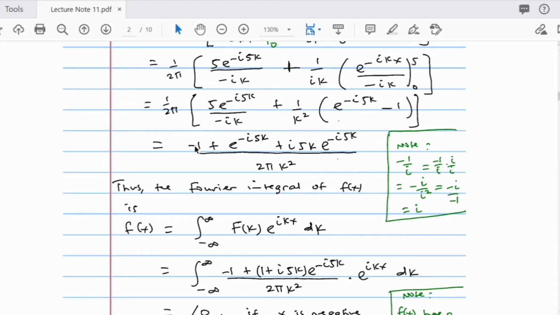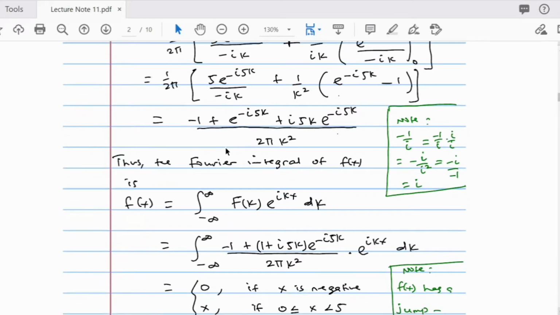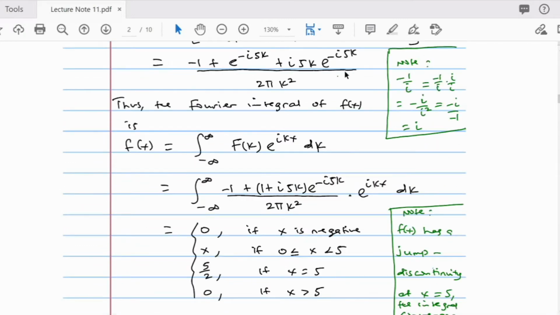You also make use of the fact that minus 1 over i is the same thing as i. Because you get minus 1 over i occurring in the denominator here, it's just the same thing as i. Okay. So what we do then, this is the formula for computing the Fourier integral of f of x. We computed capital F of k, which is this. So we just substitute back. This is our capital F of k, and this is e to the power of ikx dk. So this is the Fourier integral of the function f of x.